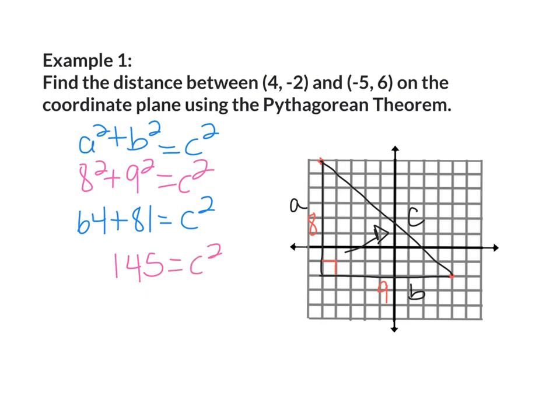Now I need to take the square root of both sides. The square root of c squared is just going to be c. The square root of 145 is approximately 12.04. So that means the answer is approximately 12.0 units.